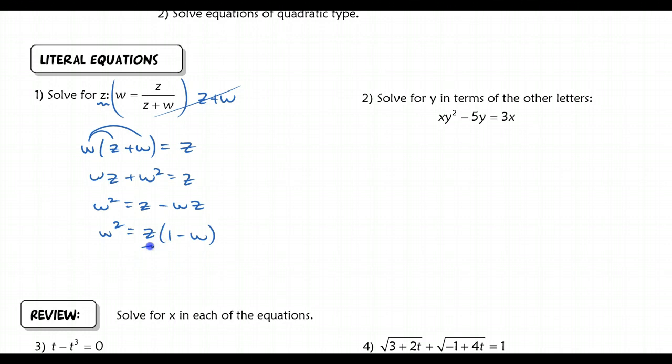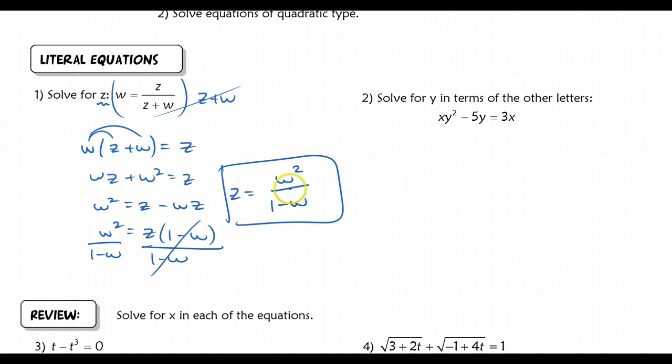And now to get z by itself, because we've broken it down and have it alone, we can isolate it just by dividing by 1 minus w. So z equals w squared over 1 minus w. Remember, you can't have z appear on the right-hand side here. If you're solving for z, z cannot appear on the right side of the equation at all. Okay, so that's problem number 1.